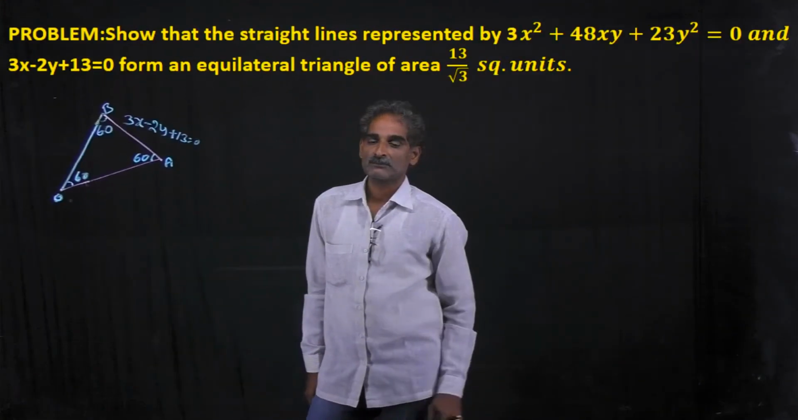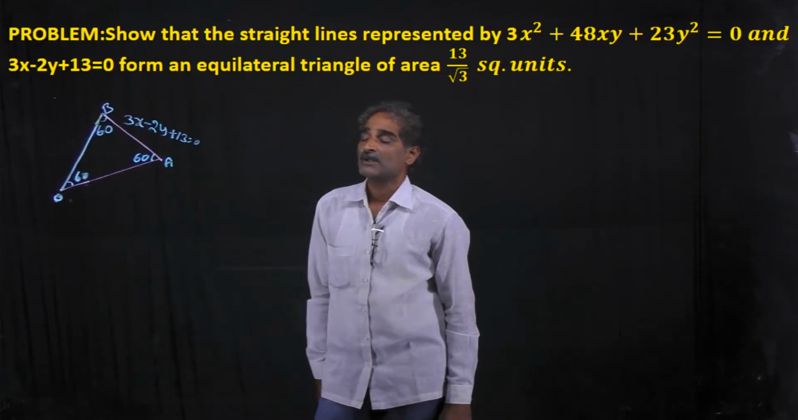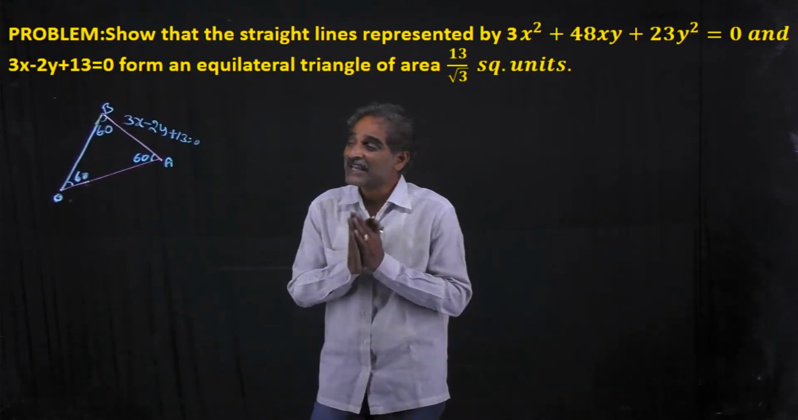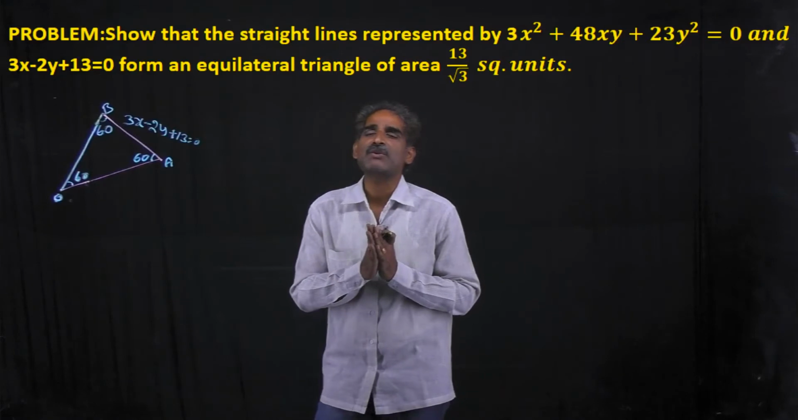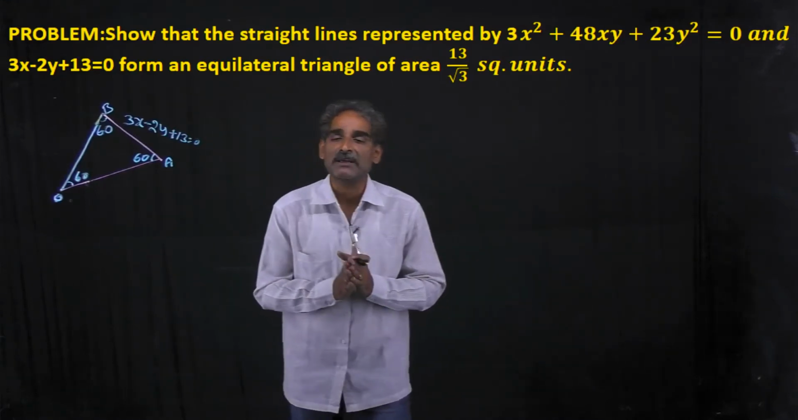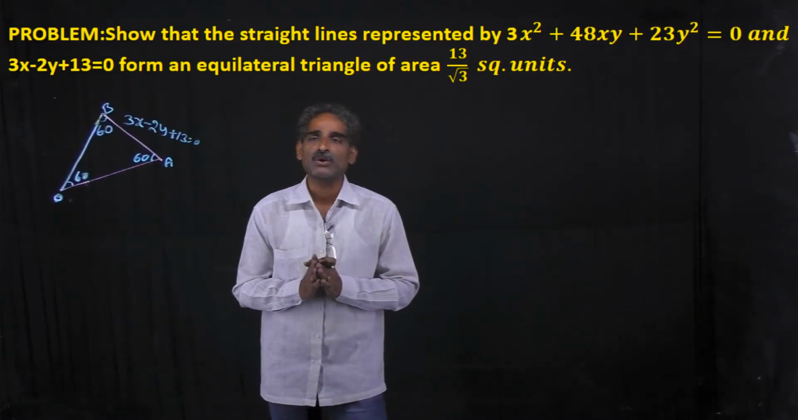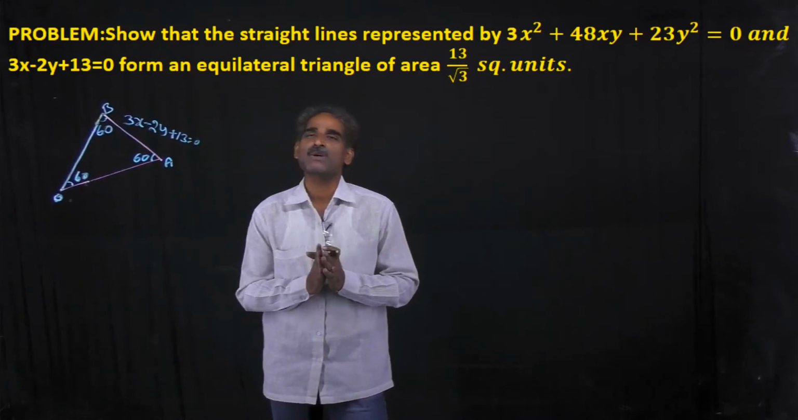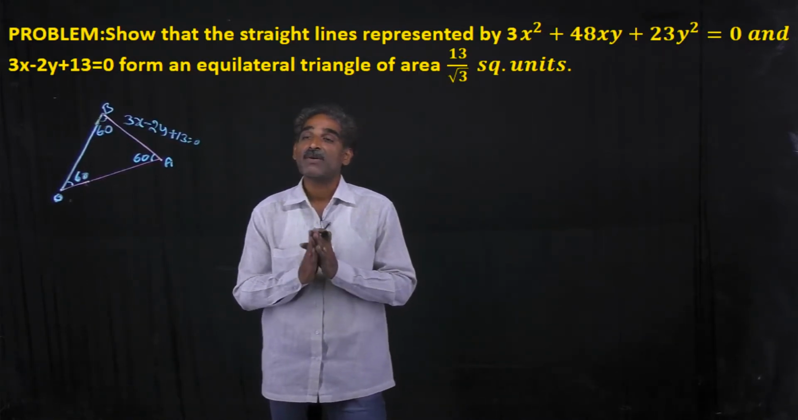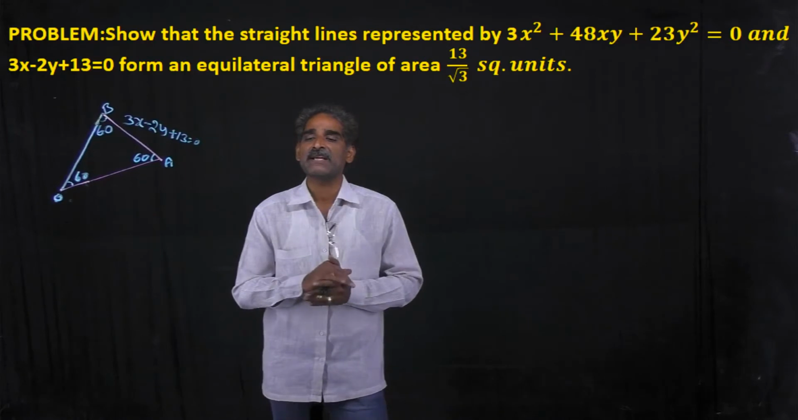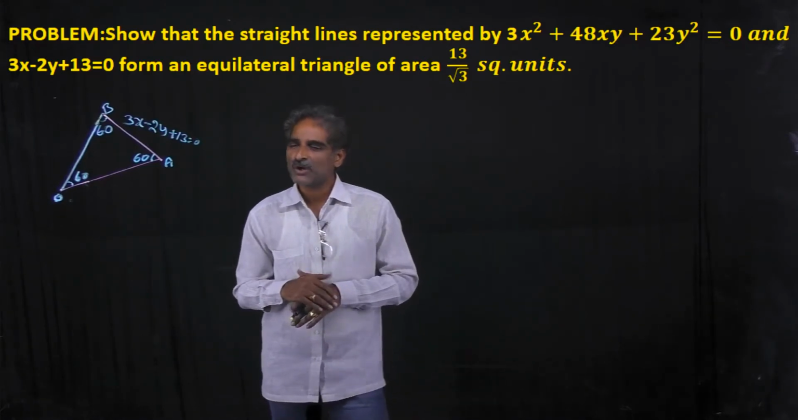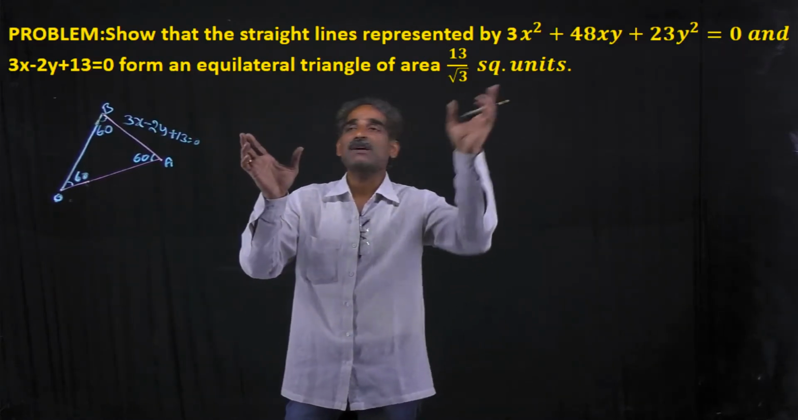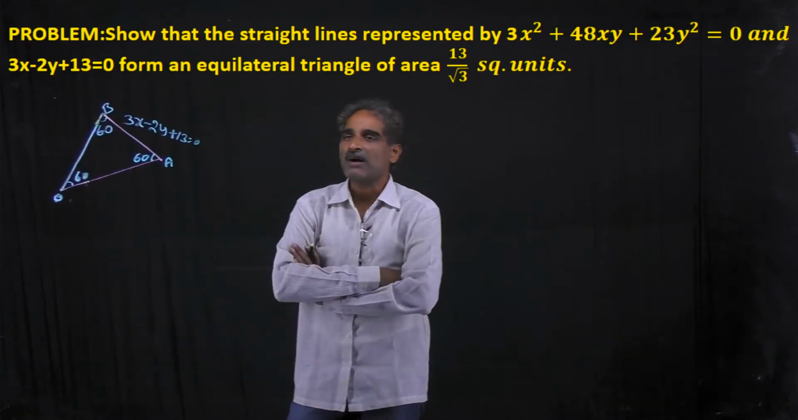Understand? See this problem. Show that the straight lines represented by 3x square plus 48xy plus 23y square equal 0 and 3x minus 2y plus 13 form an equilateral triangle and the area is 13 by root 3. So you have to prove that this pair of lines and this line equation form an equilateral triangle.